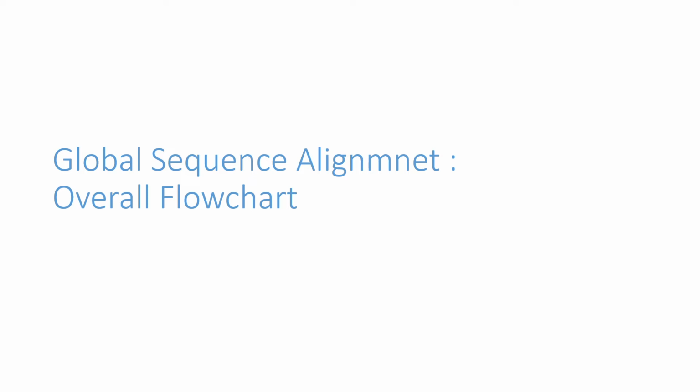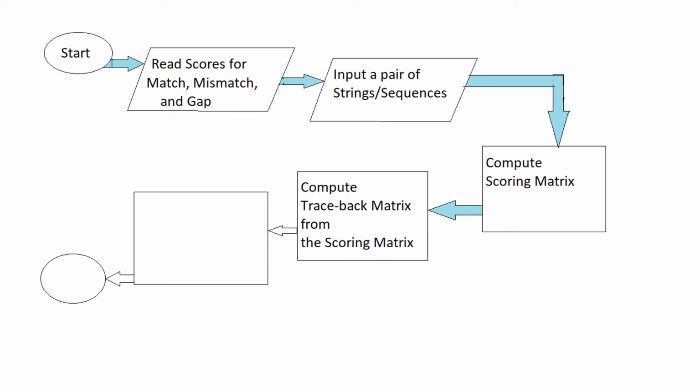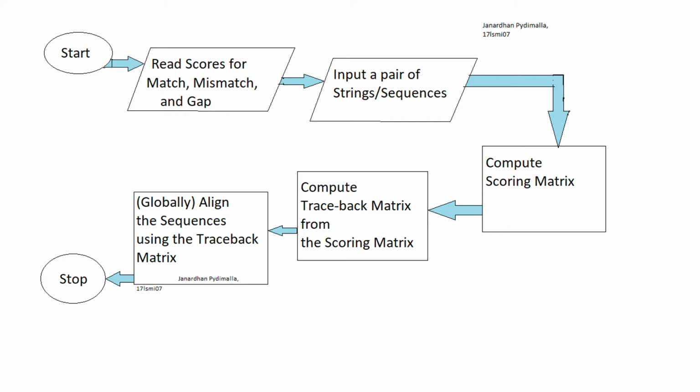This is the overall flowchart of global sequence alignment. I start with giving match, mismatch, and gap scores. I have given a pair of sequences. Then I computed the scoring matrix. Then I computed the traceback matrix from the scoring matrix. Then I aligned the sequences globally using the traceback matrix. That's it.